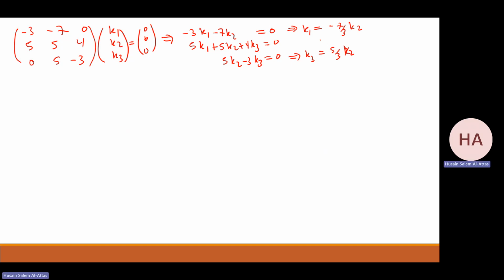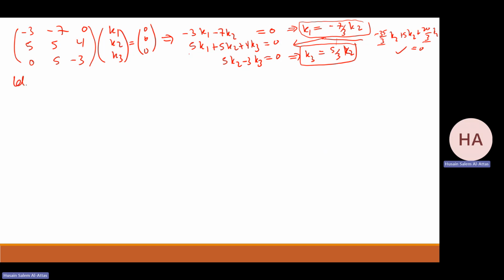Be sure this satisfies the one in the middle, because they should have many solutions. So write everything in terms of K2. That will give you minus 35 over 3 K2 plus 5 K2 plus 20 over 3 K2. That will be 20 minus 35 minus 15 over 3, which is K2 with the negative sign, plus 5 K2. So this is 0. So this is correct.